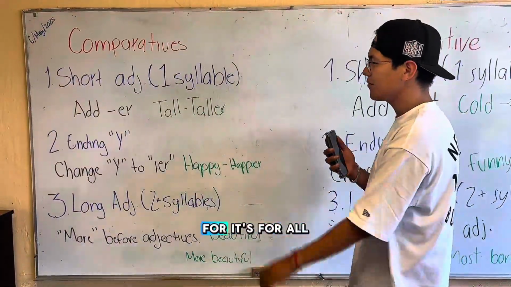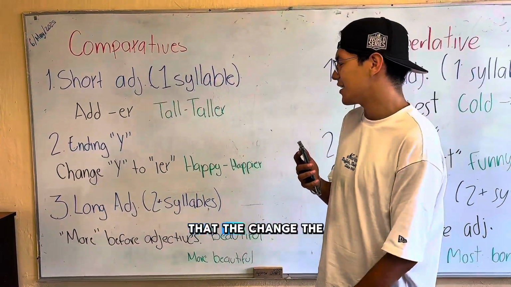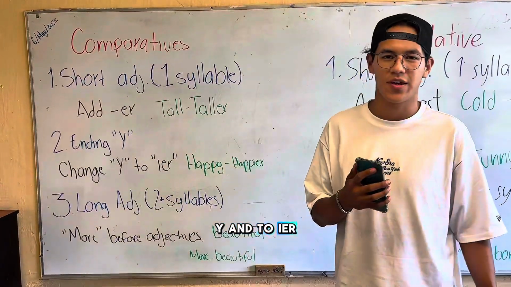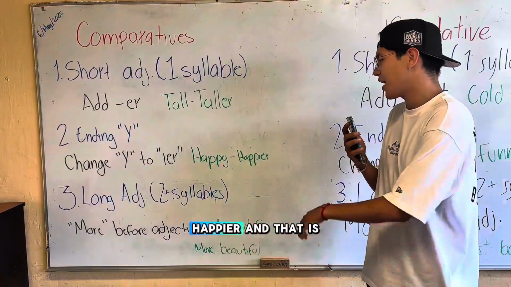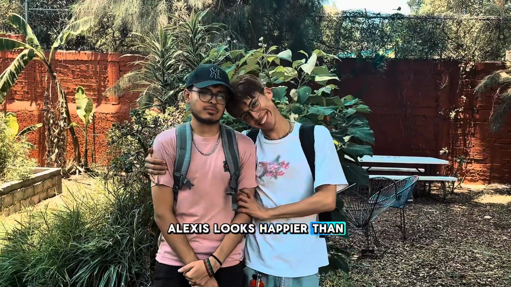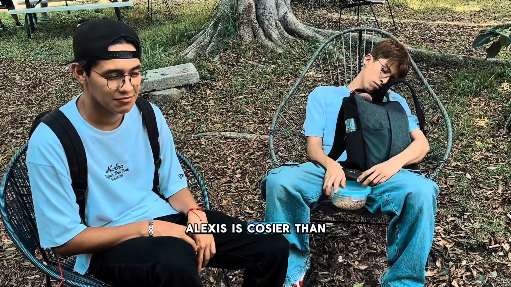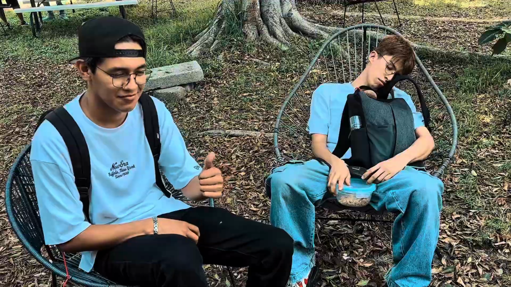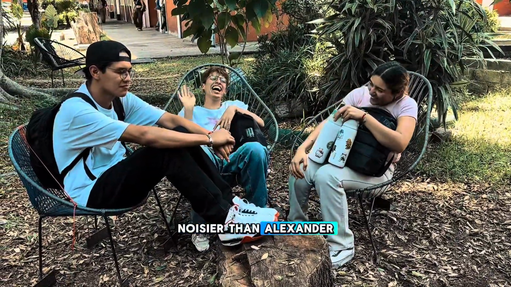The second rule is for other words that end with y, that change the y to ier. In this example, we have happy to happier, and that is the second rule. Alexis looks happier than Alan. Alexis is cozier than Alexander. They are way noisier than Alexander.